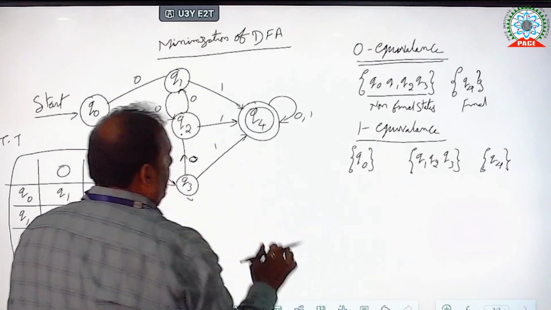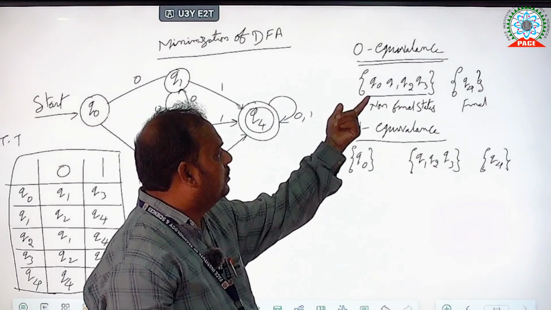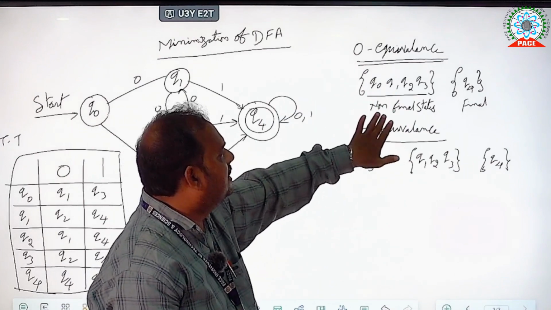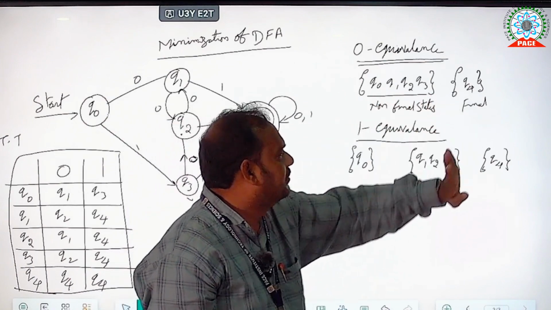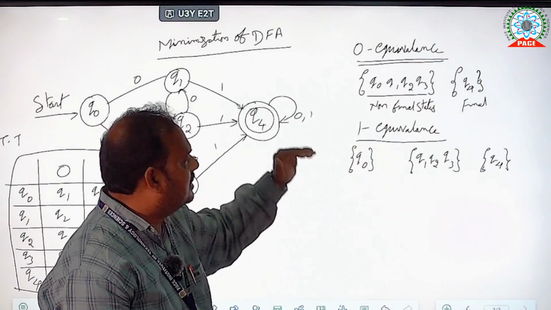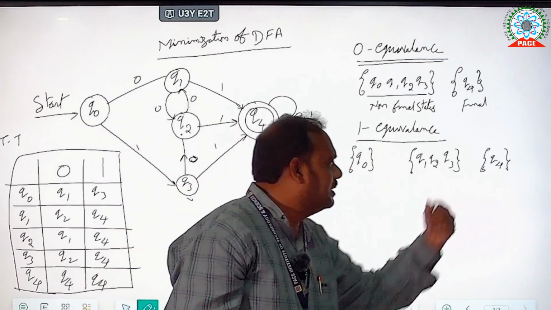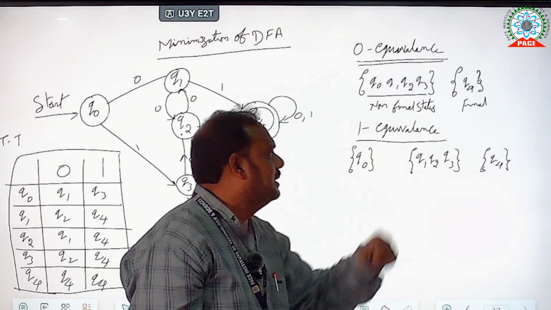In the first equivalence, from 0 to 1, we have this much information. The 0 equivalence has the non-final states Q0, Q1, Q2, Q3, and Q4 as the final state. On completing the first equivalence, Q0 is a separate state and Q4 is a separate state. The remaining Q1, Q2, Q3 we have to simplify.